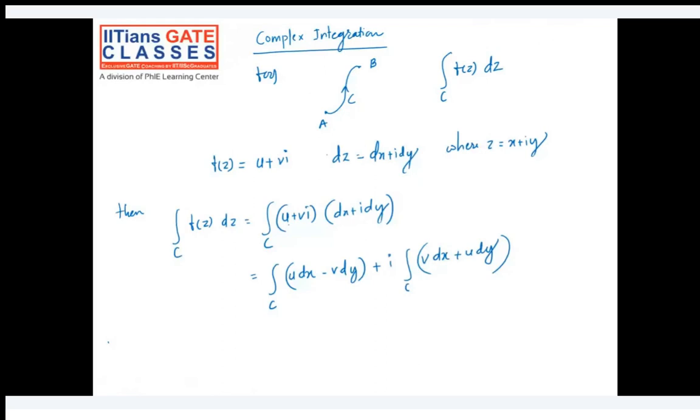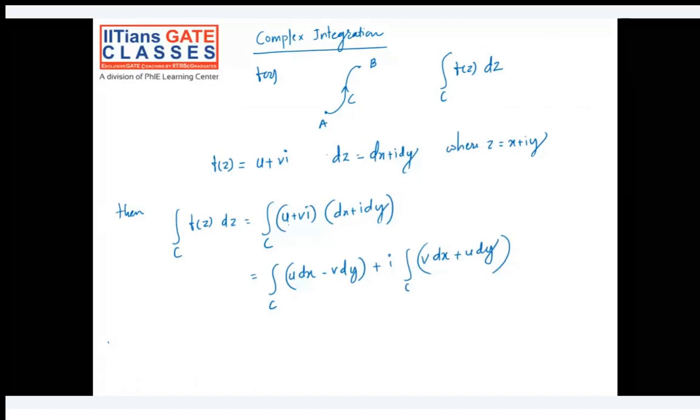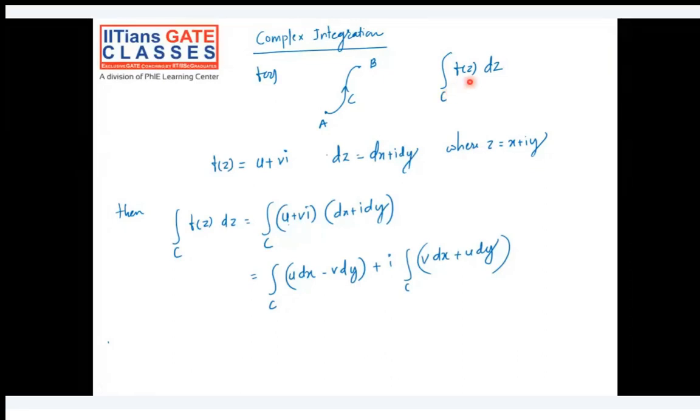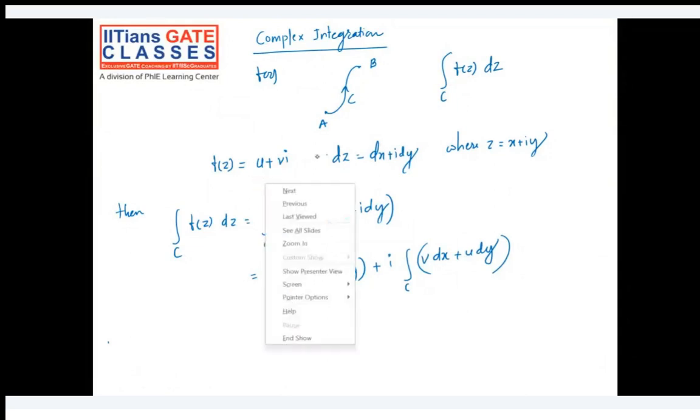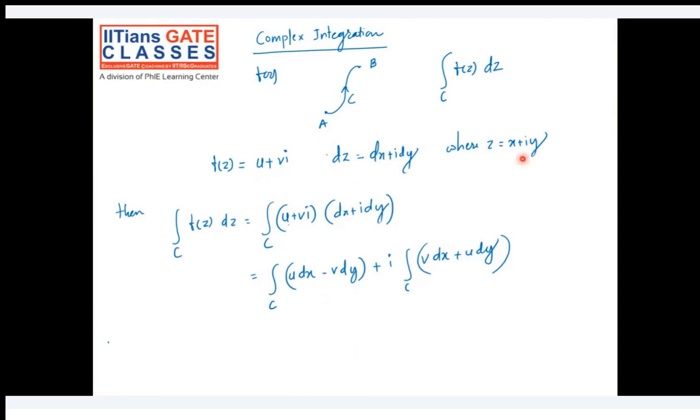Okay, so integration over the curve C, f of z dz, is given by this formula. Here f of z is a complex function u plus vi, where u and v are functions of x and y. You know z is equal to x plus iy, so dz will be dx plus idy. So if you put f of z and dz in the formula, how will it look?